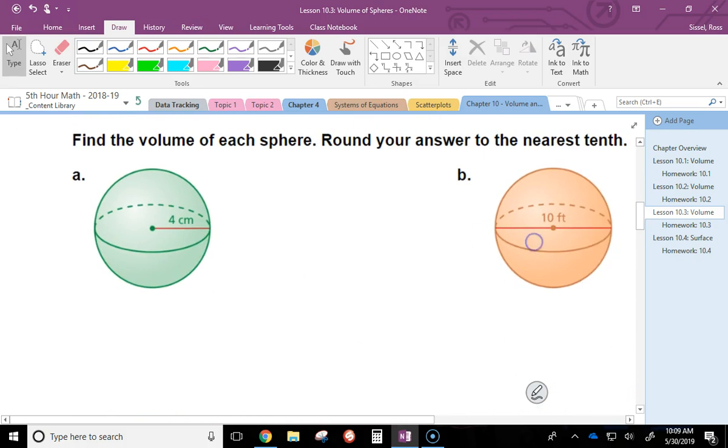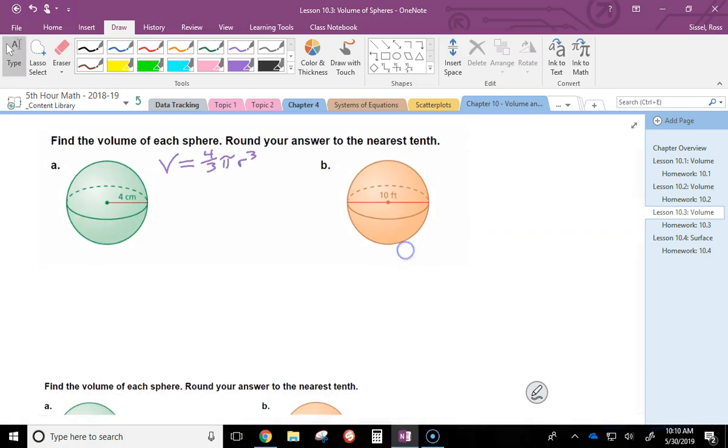So for A, find the volume of each sphere. We'd start off with volume equals 4/3 pi r cubed. You should write down, what do you know? Well, I know that my radius is 4, and that's about all I need to know. Volume equals 4/3 times pi times 4 cubed.